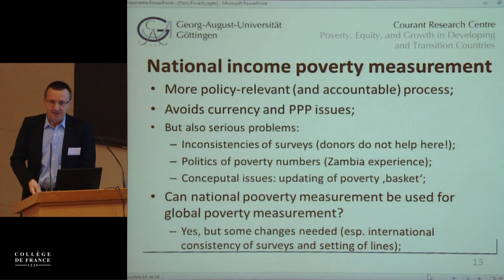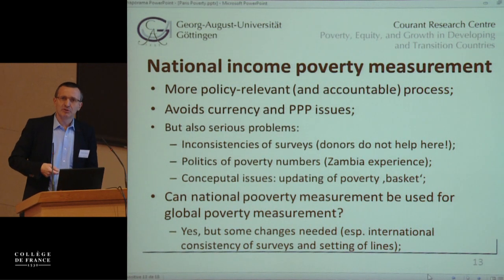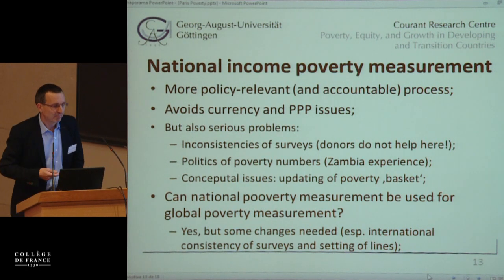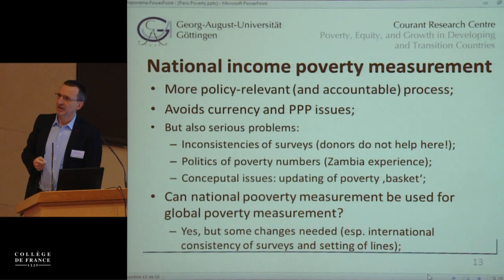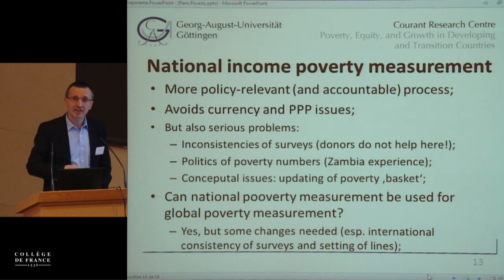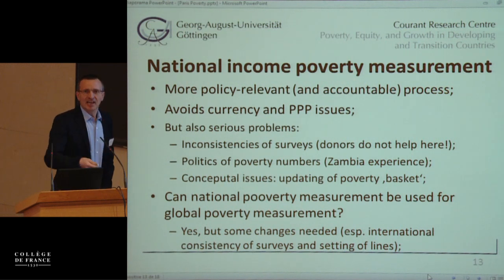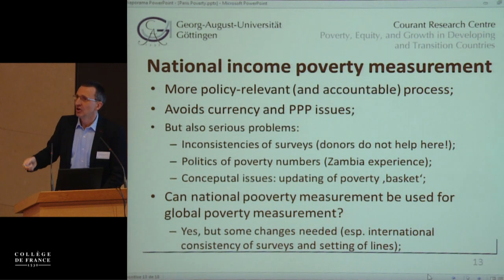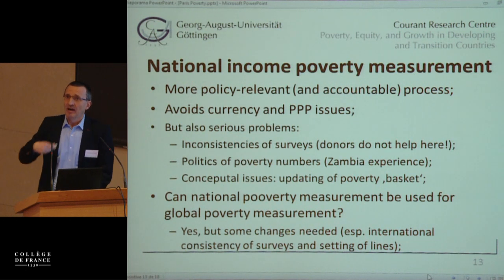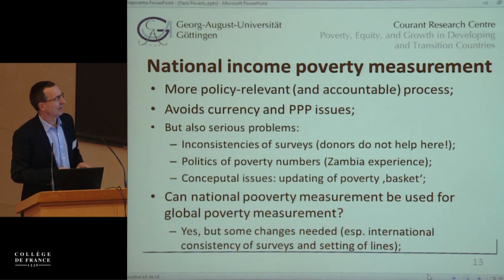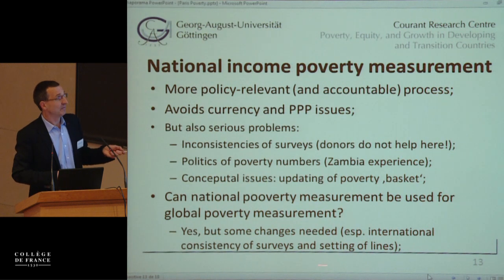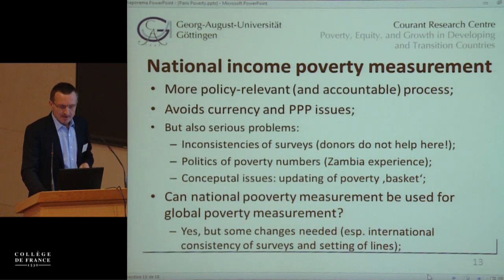Or even better, if we can contribute to an international process, similar to the process of the system of national accounts, of basically saying, here's a manual of calculating poverty lines that countries would adopt, then I think actually adding up international poverty from these national poverty estimates could be a way out in the medium term. I think in the short term there are some problems, but of course we have to do something about international consistency of surveys and the setting of lines.